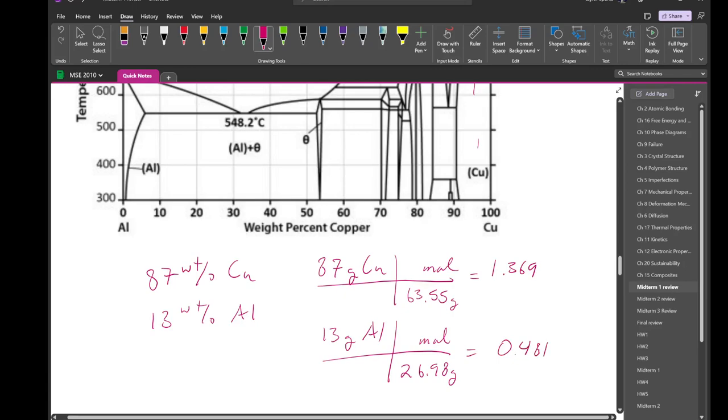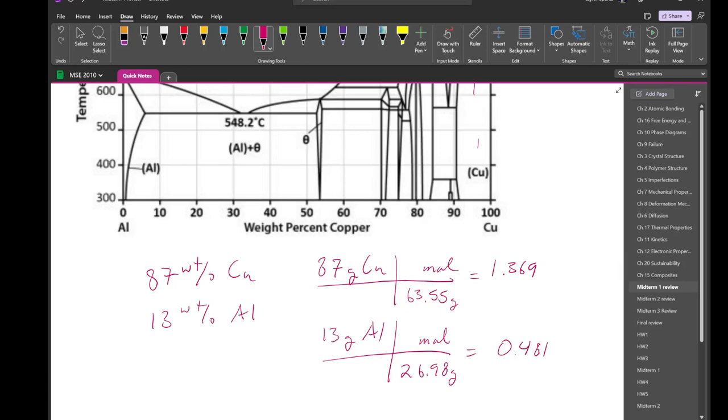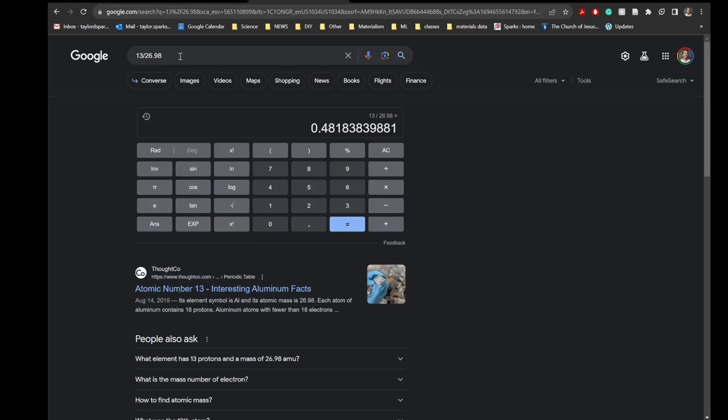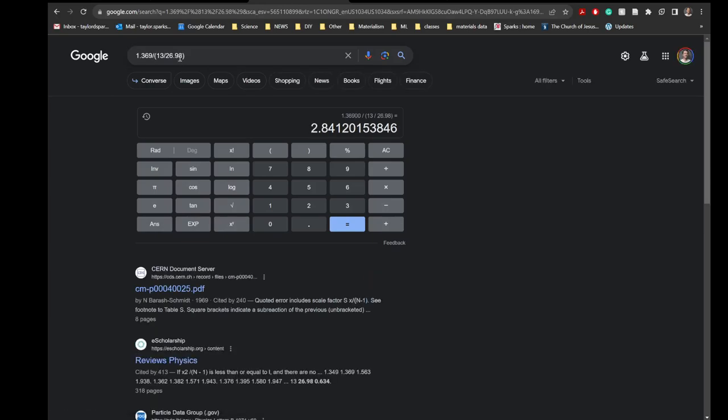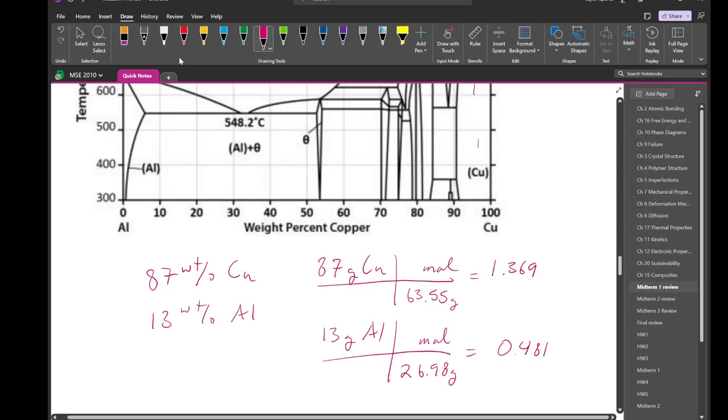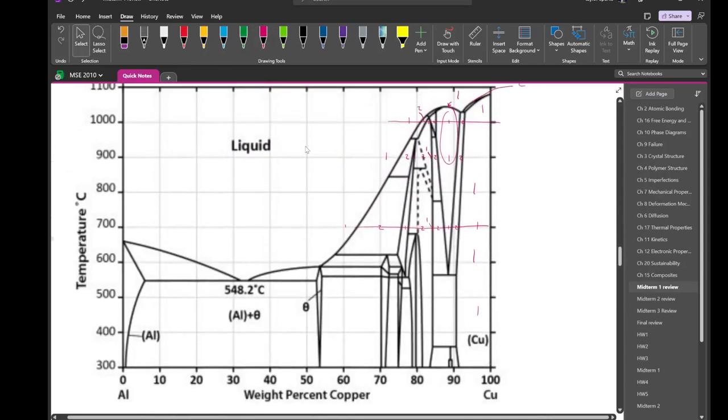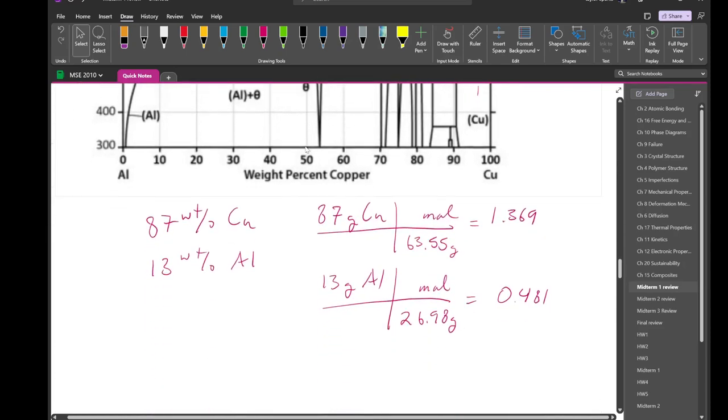Okay, this is a harder one. What is it? It might be a 3-to-1. Let's divide one by the other. What's 1.369 divided by that whole thing? 2.8, so it might be a 3-to-1. Remember, this is a compound that has solid solubility, so it has a range of formula that's allowed for it. We might not have picked it right at the right spot, so maybe it's like a 1-to-3 compound.